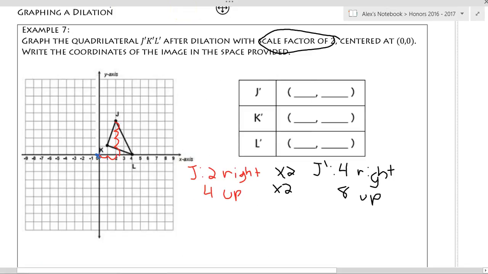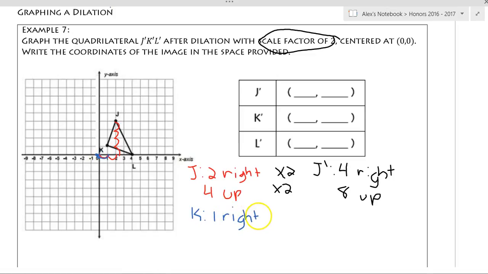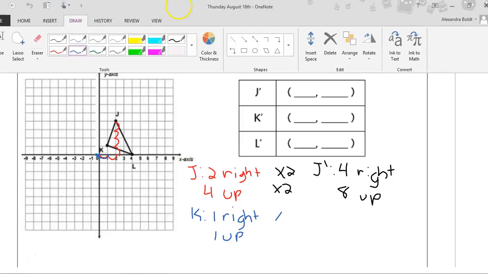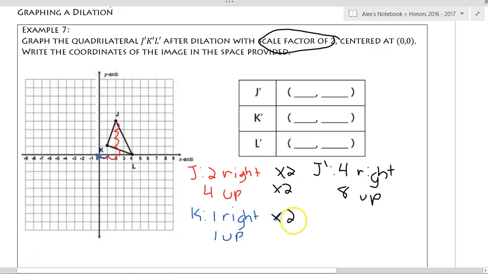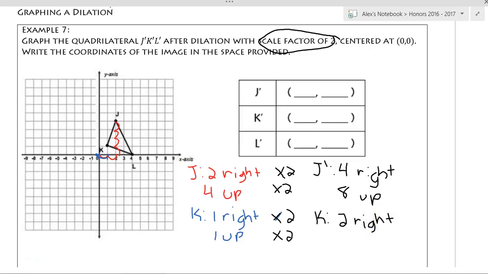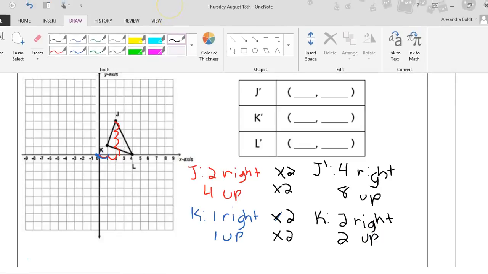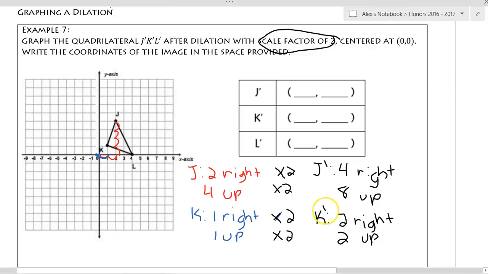And I'm going to do the same thing for my other point. So K, if I look, K is 1 right and 1 up. I'm going to multiply both of those by 2, because that's my scale factor. So my new point, 1 times 2 is going to be 2 right and 2 up. Okay? So 2 right and 2 up. Sorry, I forgot to put the K prime.